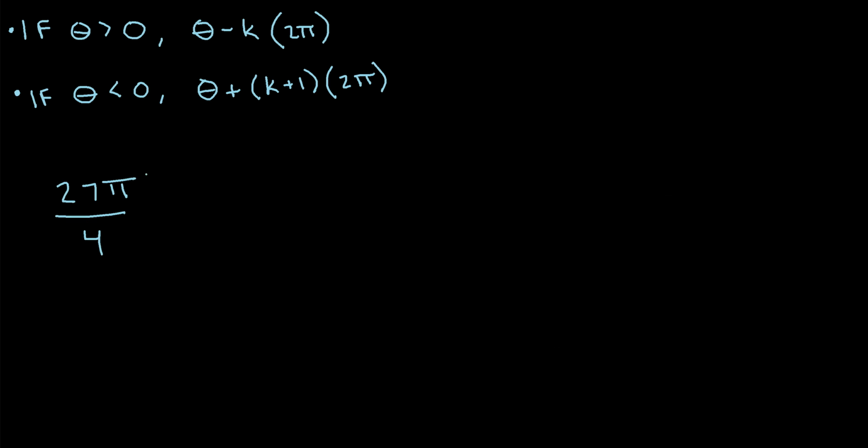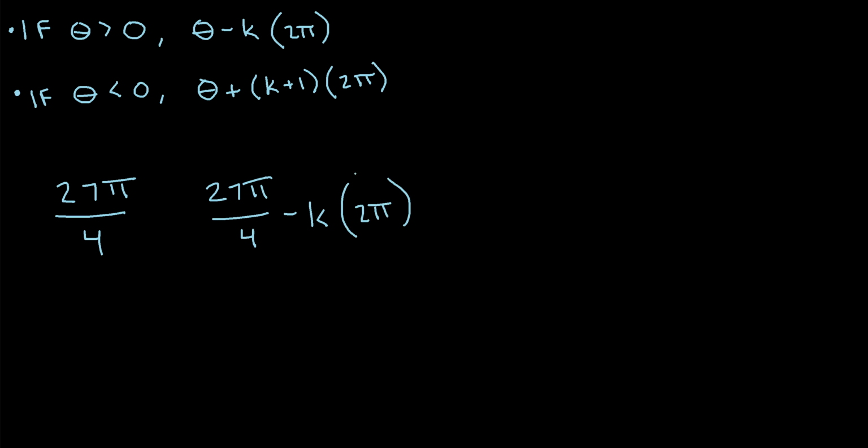Let's try another example. Let's say we have the angle 27 pi over 4, and we want to find a coterminal angle that is between 0 and 2 pi. This angle, 27 pi over 4, is positive, so once again we're going to use the first formula: the angle itself minus k times 2 pi. So let's write that: 27 pi over 4 minus k, we don't know what k is yet, but we'll figure it out, times 2 pi.